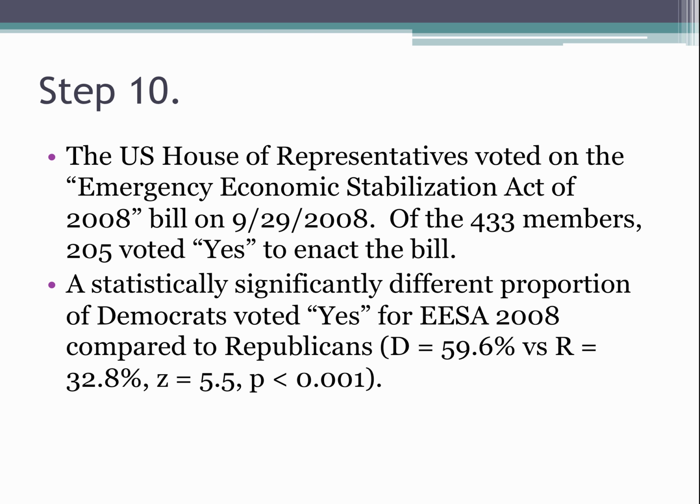Step 10, we'd write everything up. Give the background. The U.S. House of Representatives voted on the Emergency Economic Stabilization Act in 2008. Here's the actual date that it was voted on. Of those 433 members, we gave the overall yes number. You could give the proportion there as well. And a statistically significantly different proportion of Democrats voted yes compared to Republicans, and then give the two proportions and the p-value.